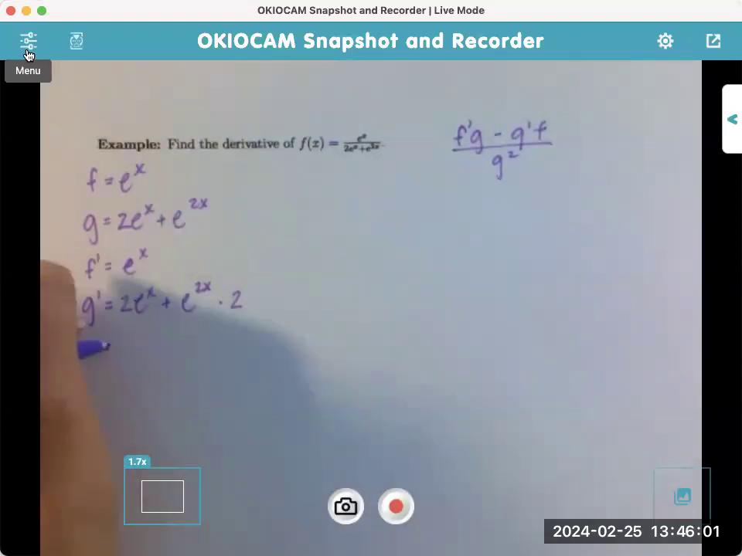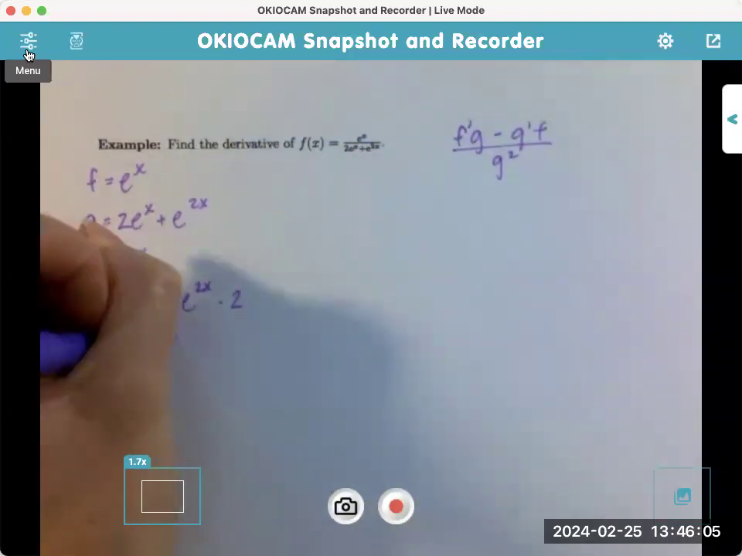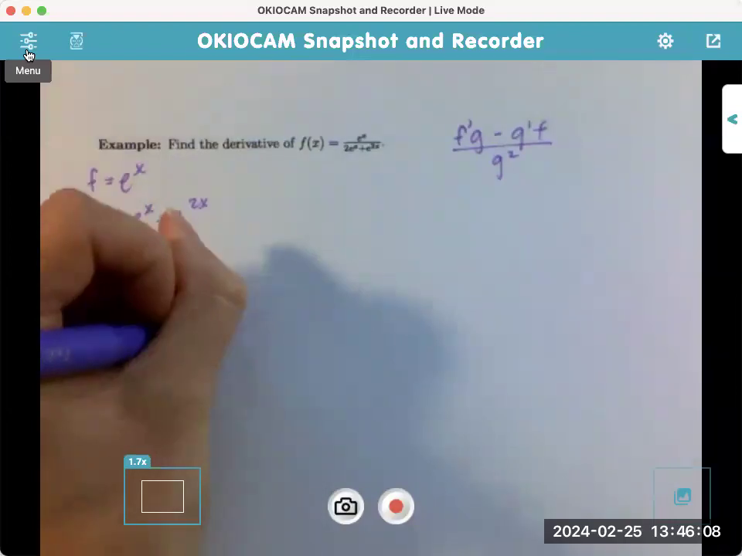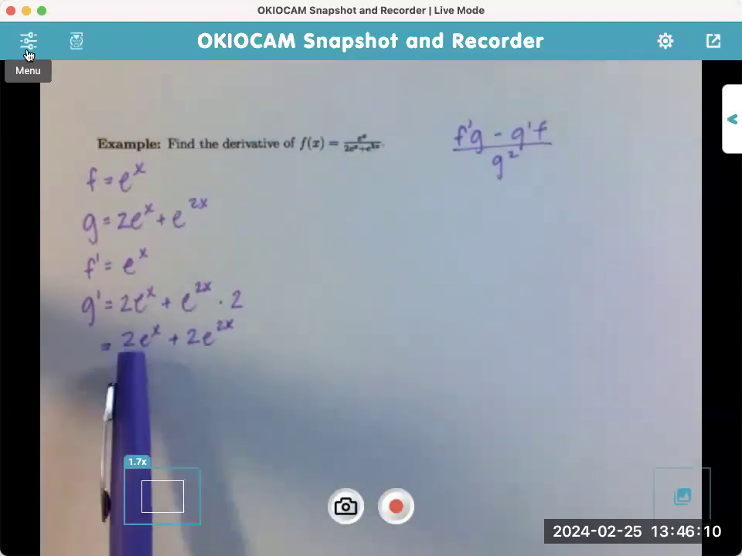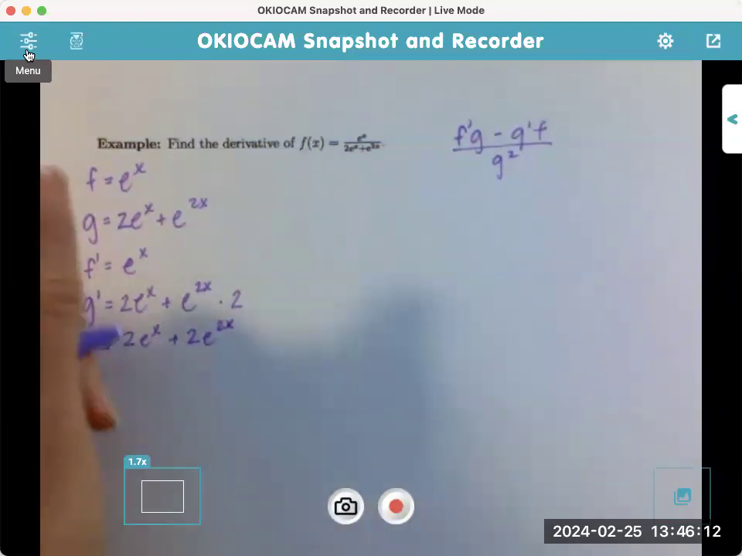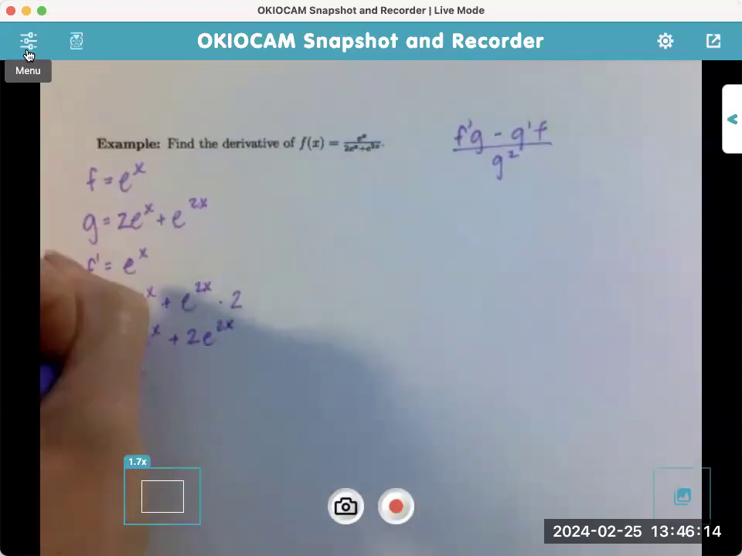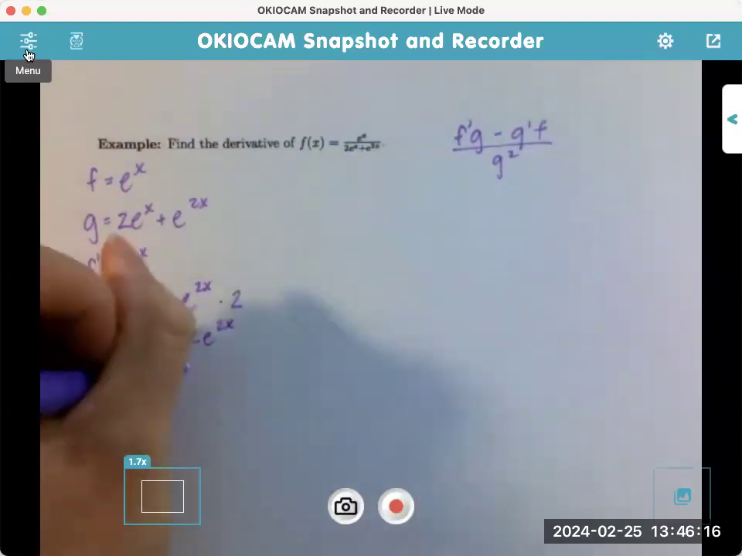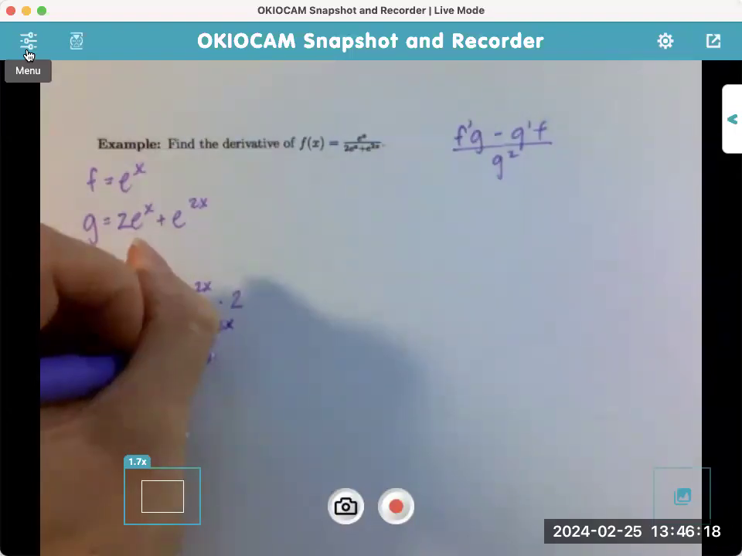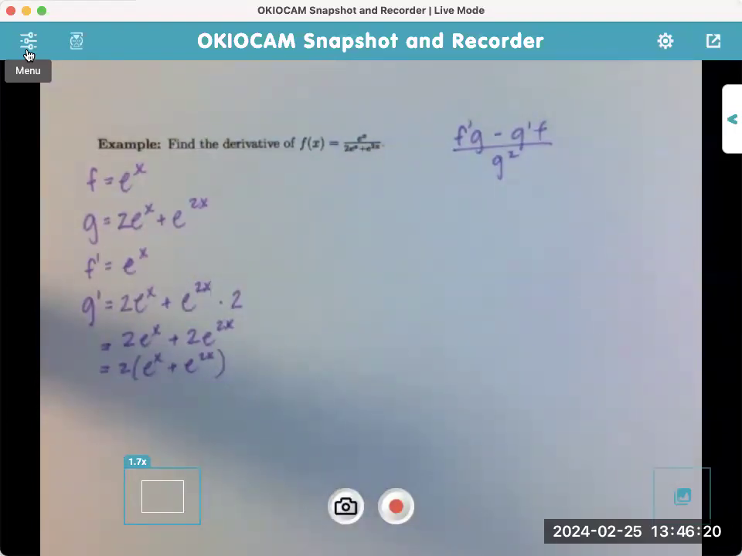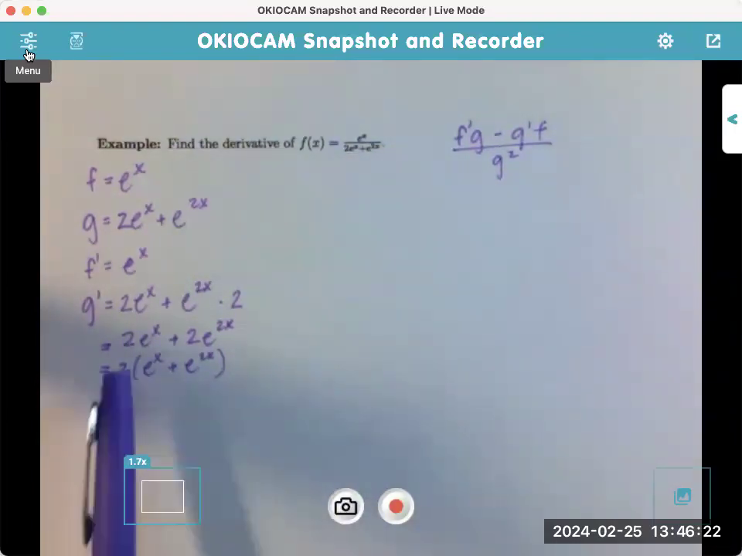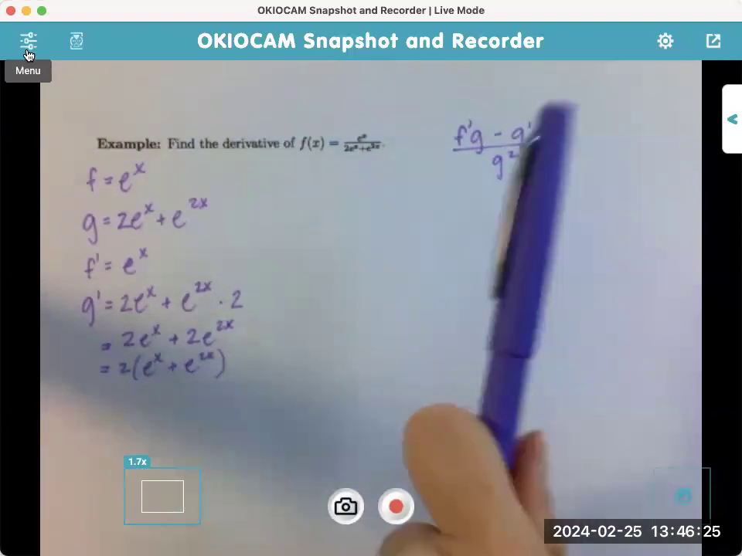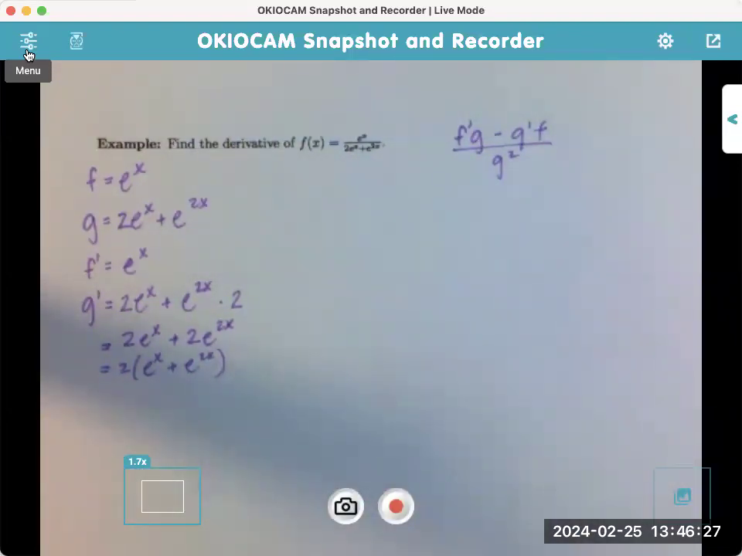I'm going to rewrite this as 2e to the x plus 2e to the 2x. If you want to pull out that 2, go crazy. You don't really have to at this point. Well, let's just do it. Let's be crazy. All right, there we go. So that's g prime. We pulled out the 2 because we could. Now we're just going to put the pieces together.